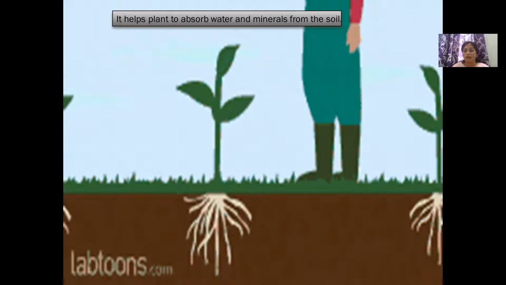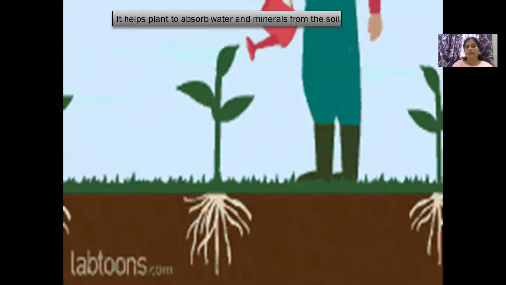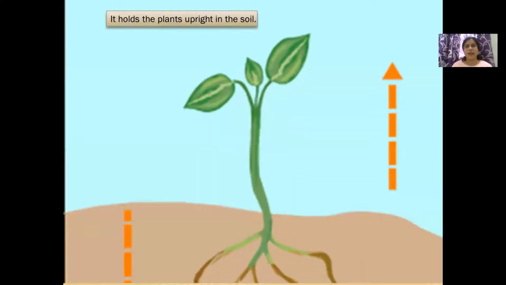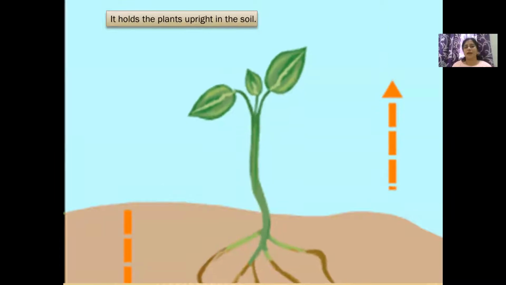Correct? So whenever we pour the water, which part of the plant is present below the ground? It is the root. So roots absorb the water and the minerals from the soil. So the water which we give and the minerals which are present in the soil for the growth of the plant are absorbed by the root. So now we got to know the second function. The first function was that the root helps to fix the plant in the ground. It helps to absorb water and minerals from the soil, right?